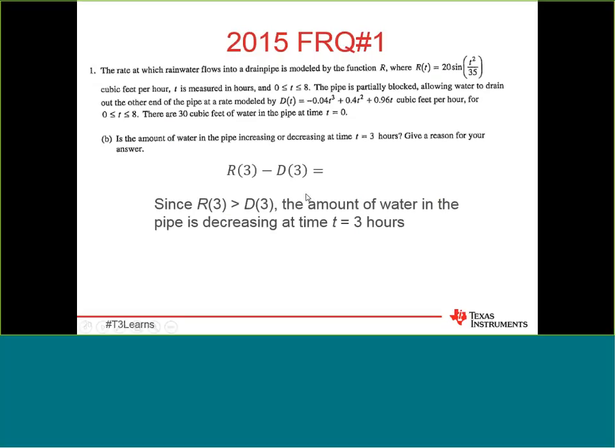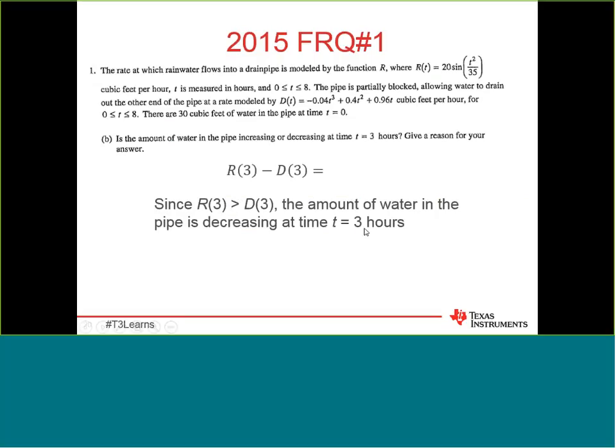What did I do here? Yeah, okay, I've got these backwards, doggone it. Since this is a negative value, we would say that, and these should be backwards, D of 3 is greater than R of 3. So the amount of water in the pipe is decreasing. Please don't make that error on your exam when you do that. Since this answer was negative, D of 3 must be greater. My symbol's going the wrong way here.